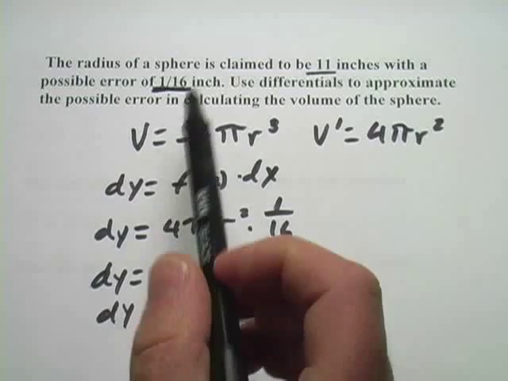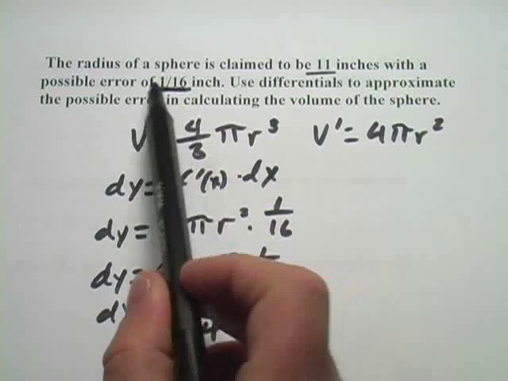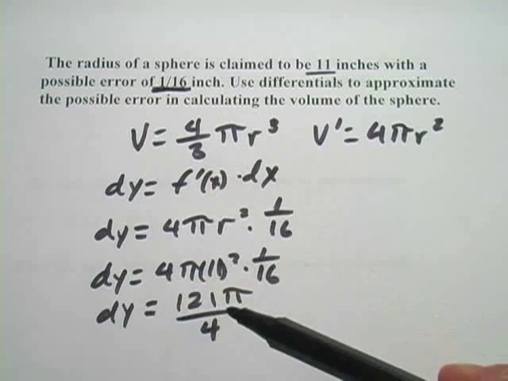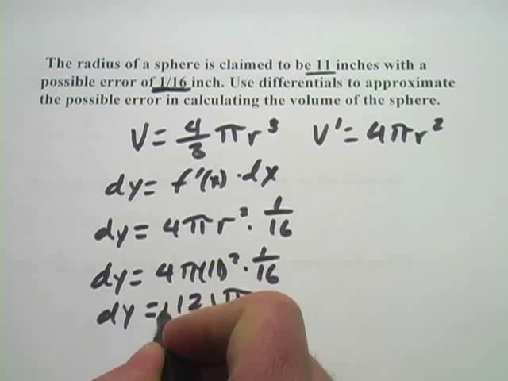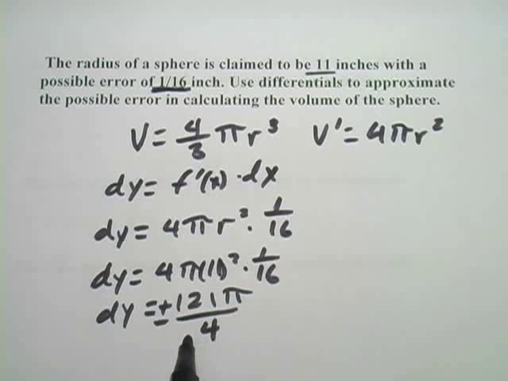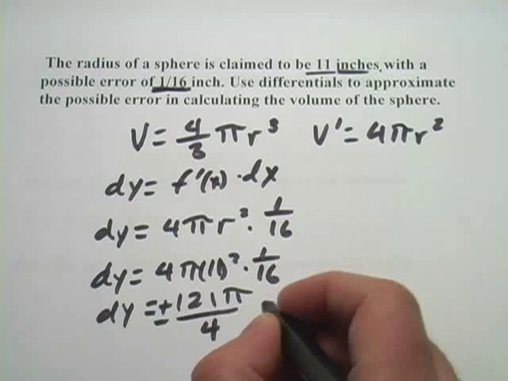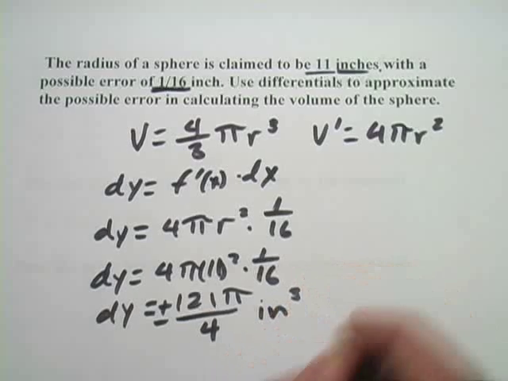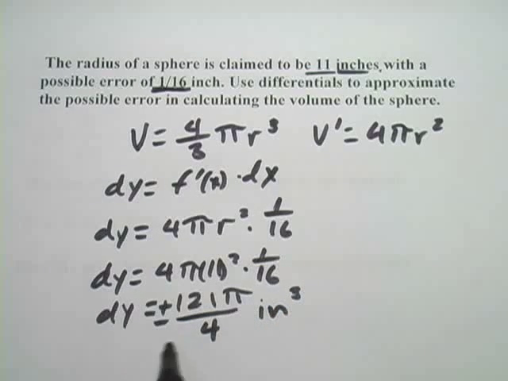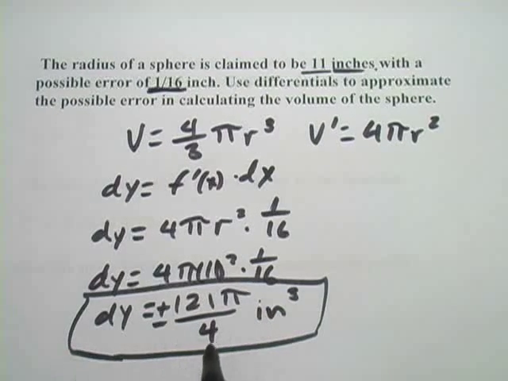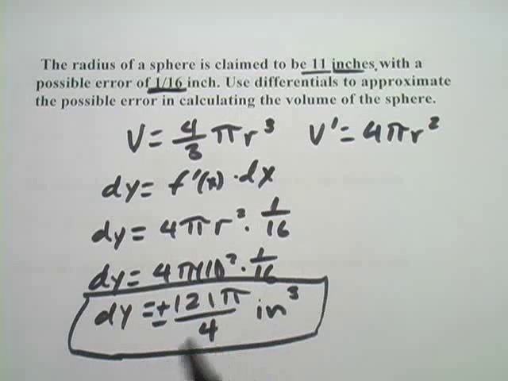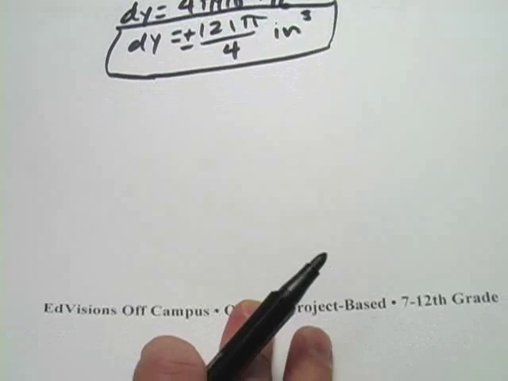Now a couple of things here. This 1/16, that was a plus or a minus. So the volume is also going to be plus or minus. It could be this amount of volume greater than the standard amount, or this amount less than. And then since this is volume and our units are inches, this should be cubic inches. So this is how much the volume can vary if the radius is varying by up to a 1/16 of an inch. So that's a little bit of work with using differentials in some more real-life applications.